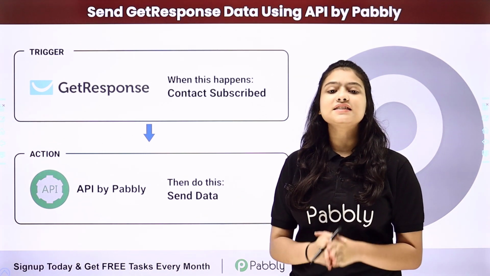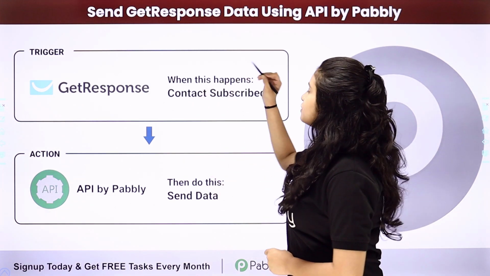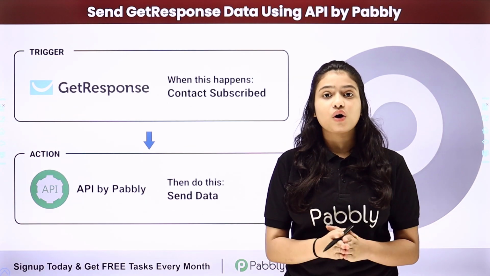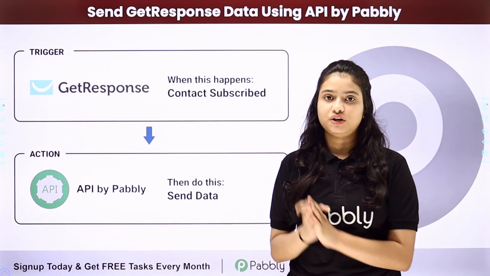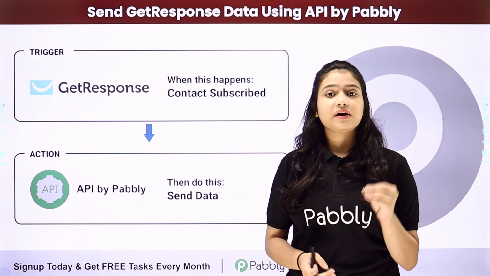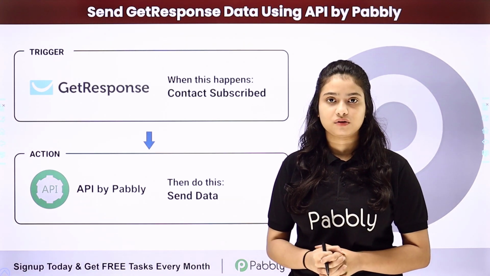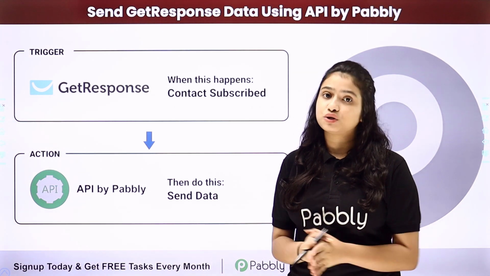Hello everyone, in this video we are going to learn how to send GetResponse data using API by Pabbly. Now suppose you want that whenever a new contact is added in your GetResponse account, automatically by using the same details, a new subscriber should be created and added in your MailerLite account. So how are you going to do that process automatically?